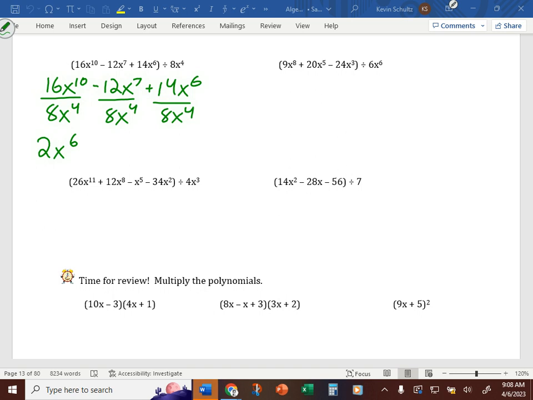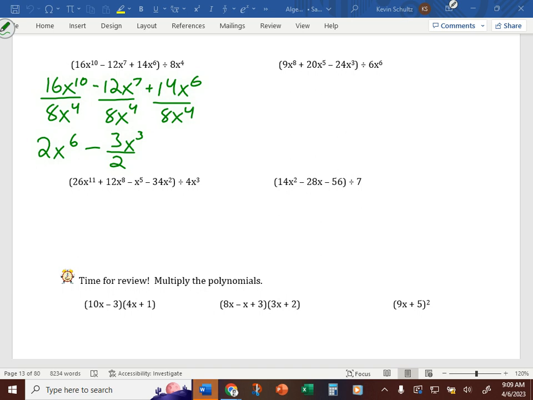Would it be negative 3 halves? Negative 3 over 2. Yep. And do we have any x's, and where are they? X to the third in the numerator. Excellent job. Okay. And lastly, 14x to the sixth divided by 8x to the fourth.